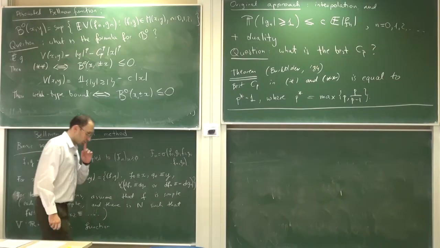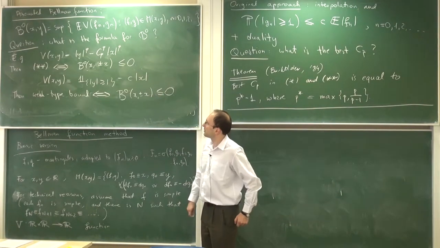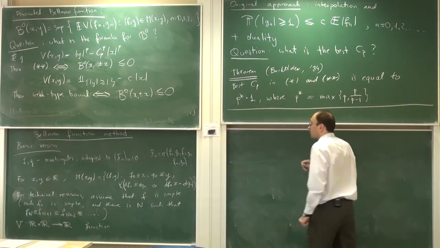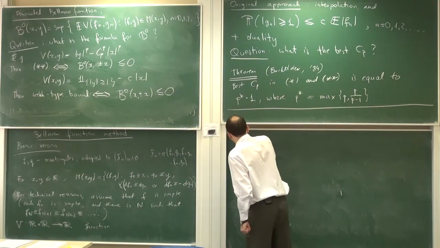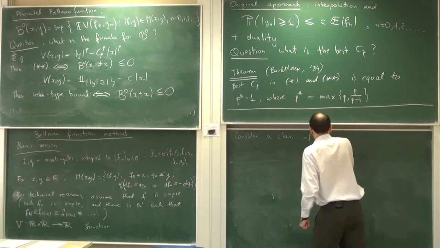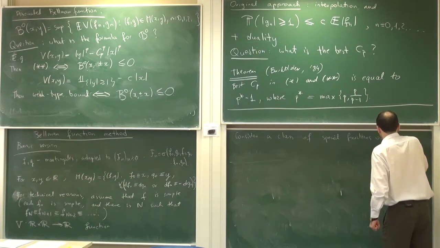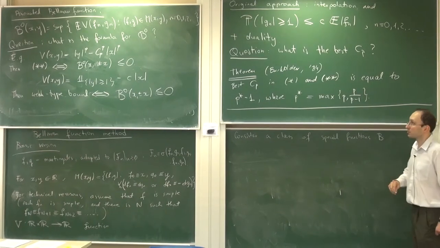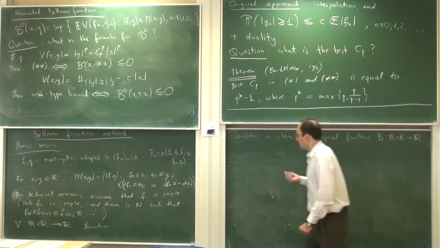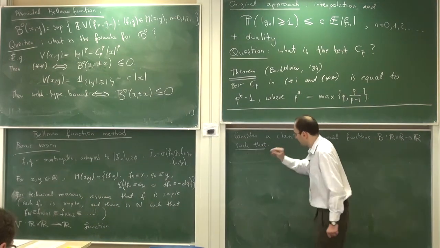All right. So we have just reduced our original problems to the problem of bounding this associated Bellman function from above. So how can we treat this problem? To treat this problem, we consider the class of special functions, let's say B without zero here, which satisfy the following two properties.